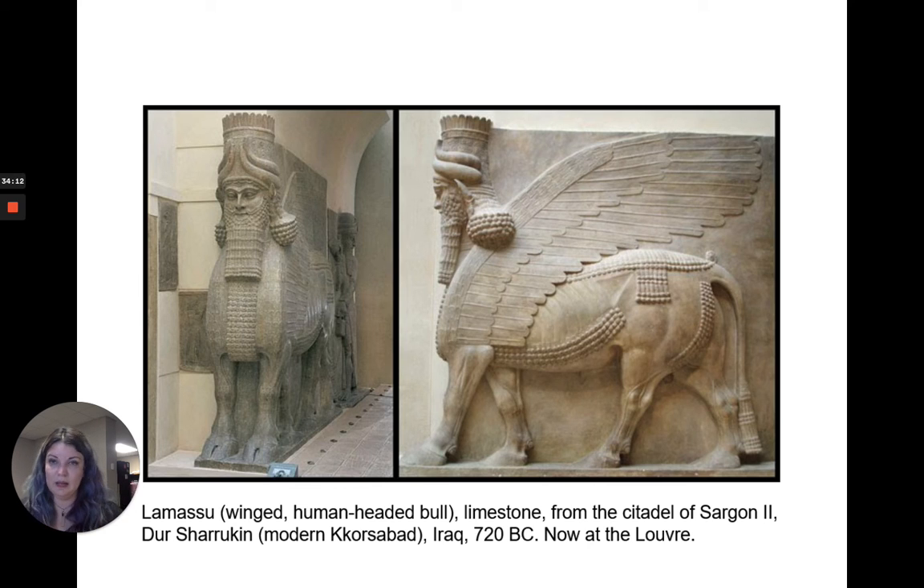Lamassu. And a lamassu is another vocabulary word that you need, and that is a winged man-headed bull. They are created as guardian figures to ward off enemies, and we're going to see them a lot in these Persian cultures in the Middle East.